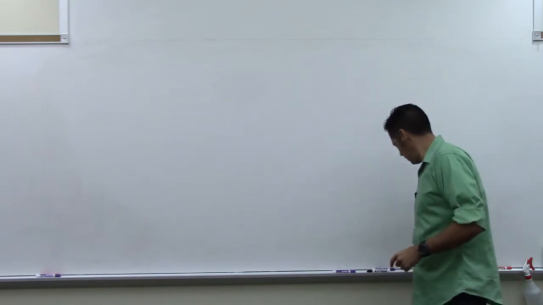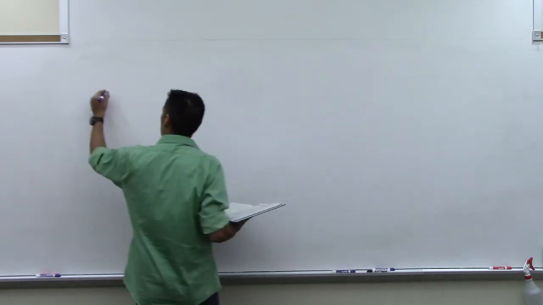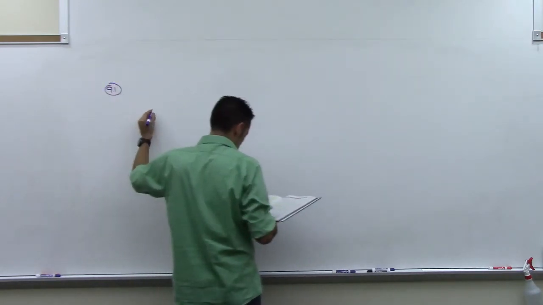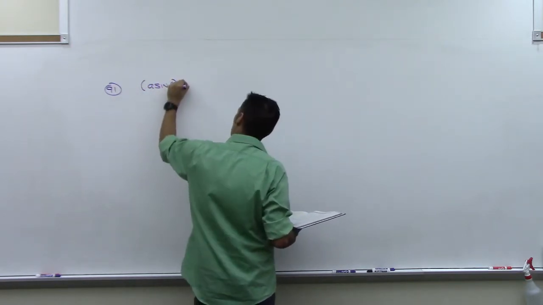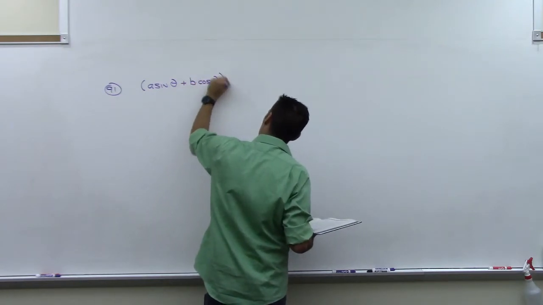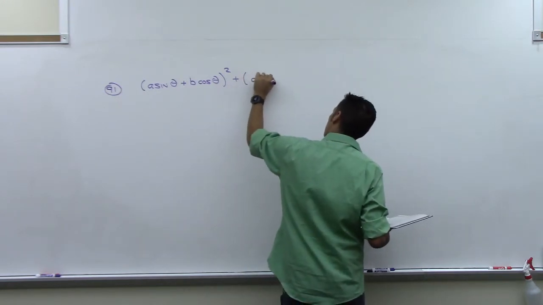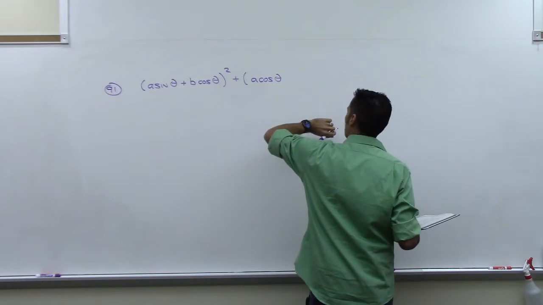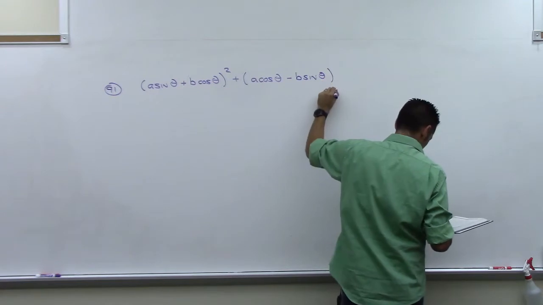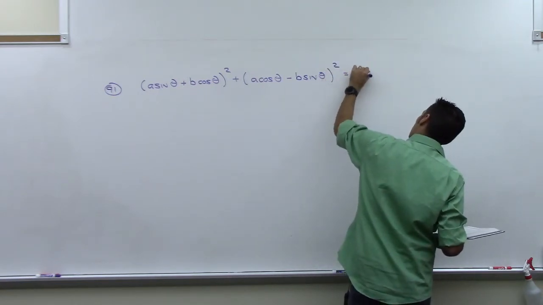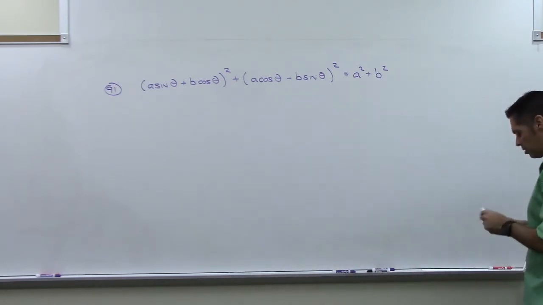91. I'm getting there. 91 just looks bad. Okay, 91. You have (A sine theta plus B cosine theta) squared plus (A cosine theta minus B sine theta) squared equals A squared plus B squared. Oh, wow. This, I think, looks worse than it actually is.